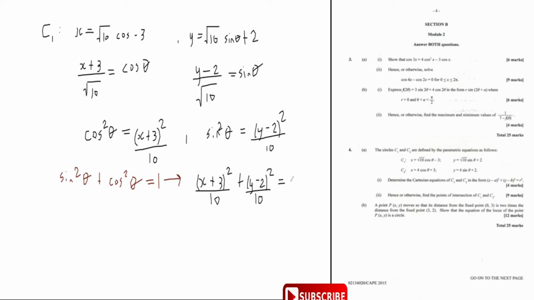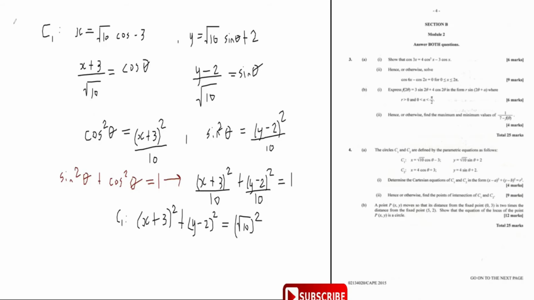So we can multiply through by 10. And so the Cartesian equation of C1 is given by (x plus 3) all square plus (y minus 2) all square equal to 10. Nice and easy. Now, since I said to write it in the form r square, you can rewrite this as root 10 all square. Instead of saying 10, write it as root 10 all square. And that is for C1.